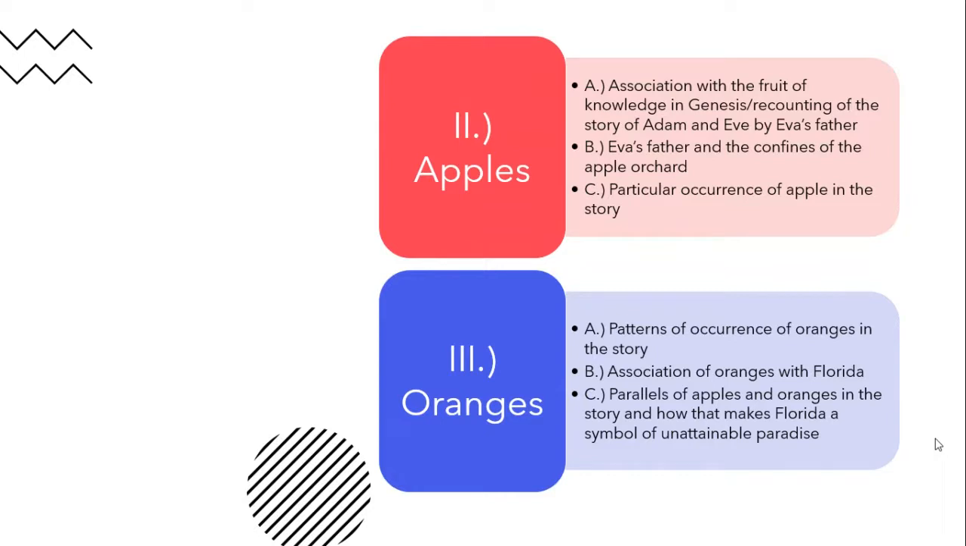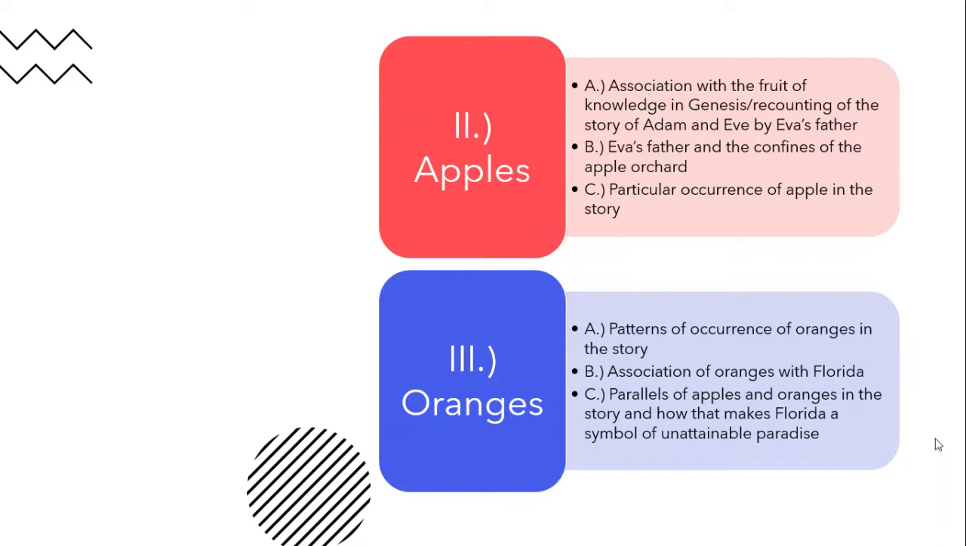you'd probably want to have at least 3 paragraphs. And then you go into talking about oranges in the story, and look at patterns of occurrence of oranges. You look at the association of oranges with Florida, right? So in this story, I'm imagining that this character Eva is dreaming about going to Florida, and when she eats oranges, it triggers memory, it triggers thoughts of Florida, it triggers dreams of Florida. And then you might look at parallels of apples and oranges in the story and how that makes Florida a symbol of unattainable paradise. So this would be probably 3 more paragraphs, right, roughly.